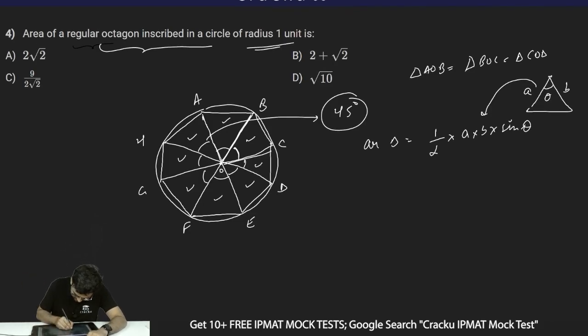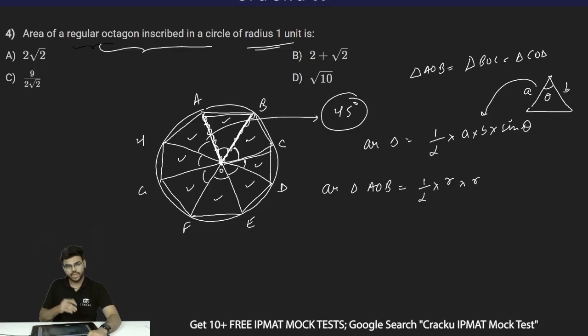Now, if I have to find the area of triangle AOB, this will be equal to half into AO into BO into sine 45 degrees. What is AO? AO is R. What is BO? BO is R. And what is theta? Theta is 45. So this will come as sine 45 degrees.